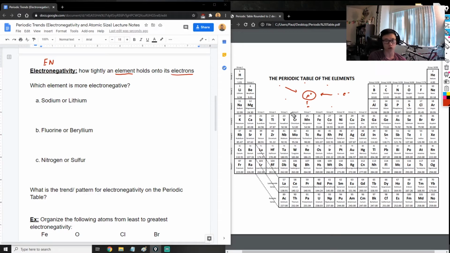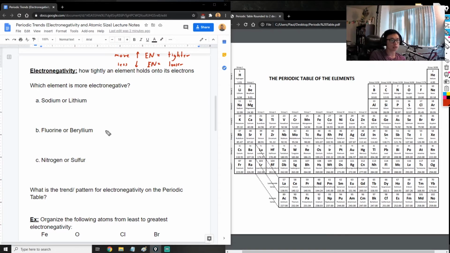Just like how you might be stronger than me, so you can hold something. You can hold your phone more tightly than I can, right? We can hold different things with a different amount of strength. Same thing with atoms. Every element can hold their electrons with a different amount of strength. Okay, so when we're looking at how tightly they can hold their electrons, how electronegative they are, one thing to keep in mind is the more electronegative something is, the more tightly it holds. Okay, and the less electronegative it is, it's going to hold it a little bit looser. Okay, so more electronegative, you hold it tighter. Less electronegative, you hold it looser.